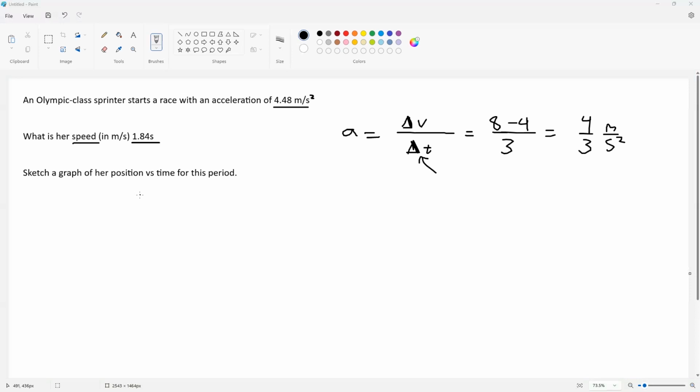Okay. Initial velocity is 0. So it'd be 8.24. That is correct, 8.24 meters per second.